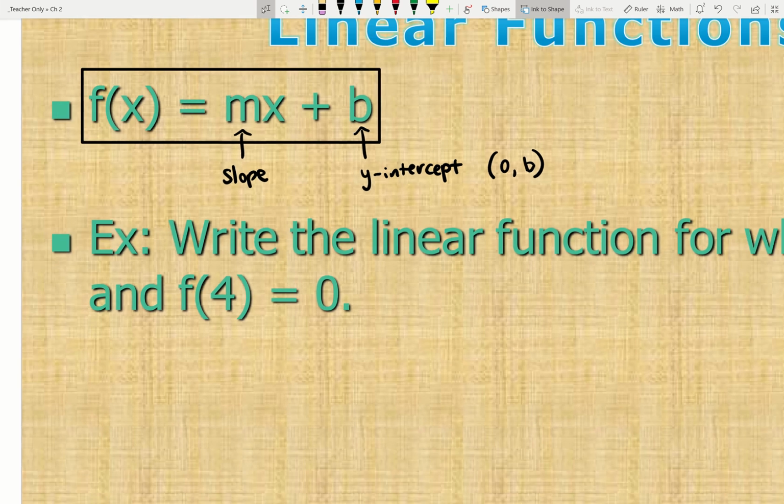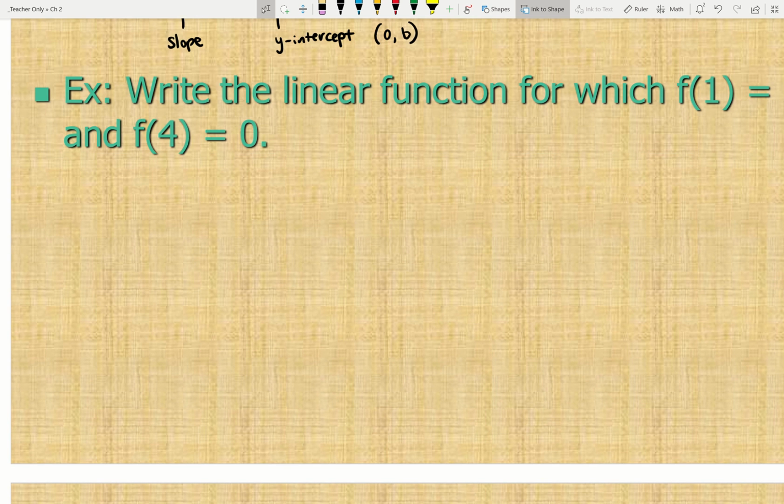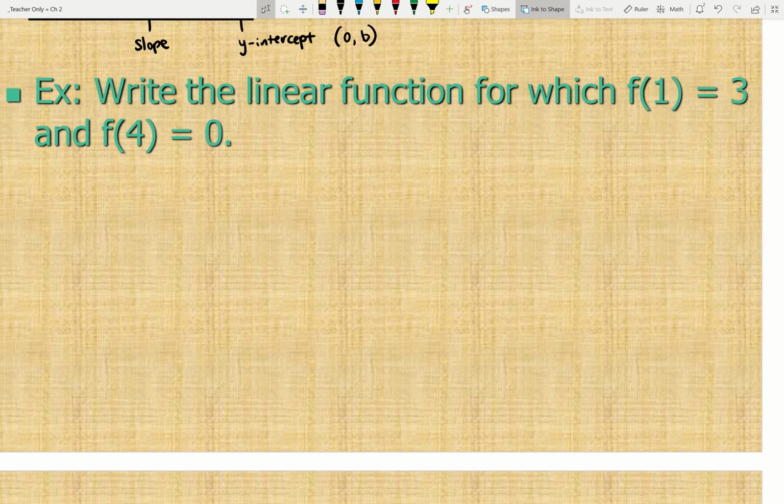Okay, and so what we can start to do is toss you questions that look like this, where it says write a linear function. There we go. Write a linear function for which f of the input of 1 is equal to an output of 3, and f of an input of 4 is equal to an output of 0.